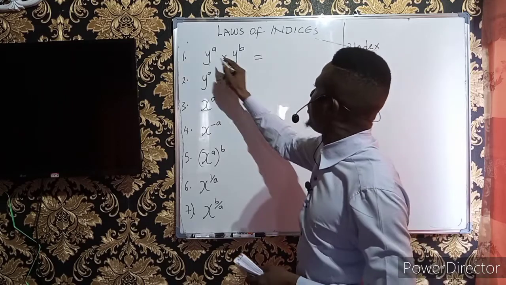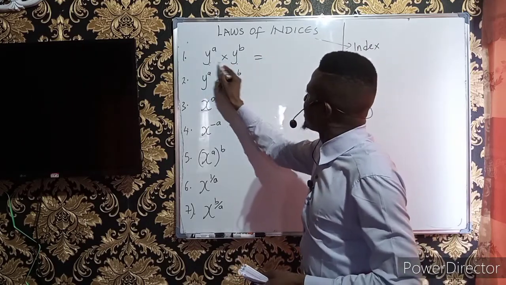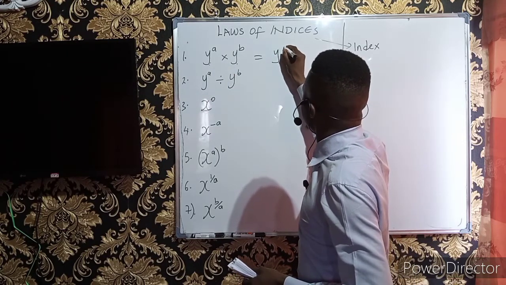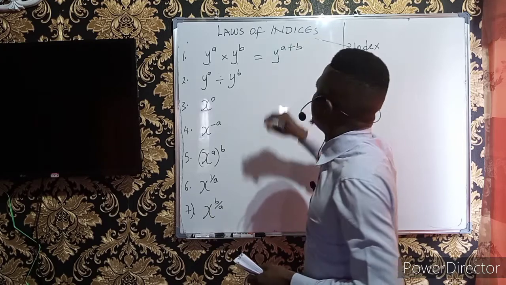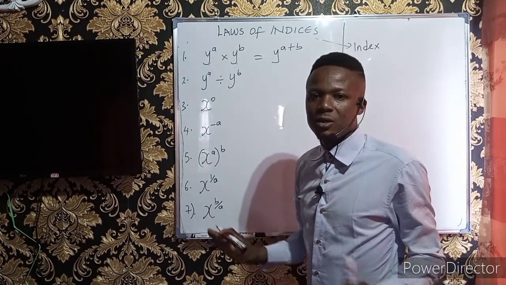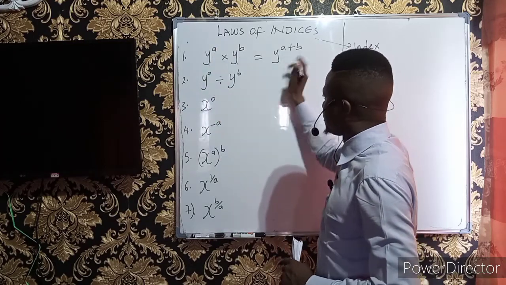Now, when you have y power of a multiplying y power of b, provided that the bases are the same, you have to just add the powers. So this will give us y power of a plus b. Just add the powers, provided that the bases are the same. Look, this is y and this is y. You simply add their powers together.